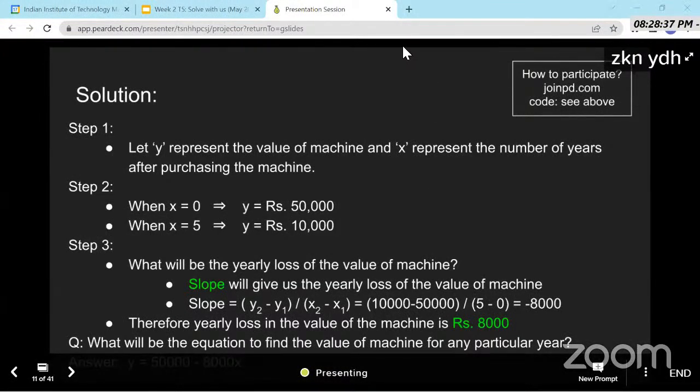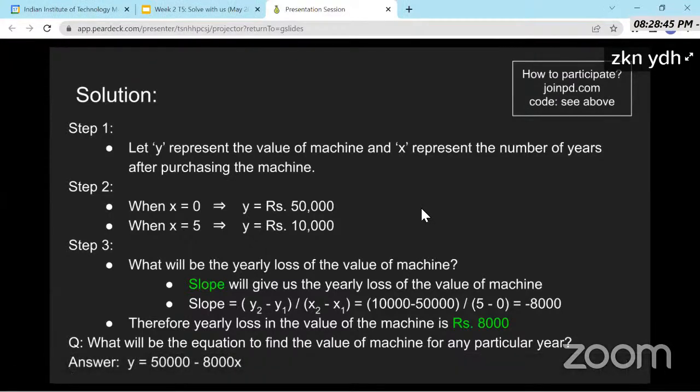What did you write? Yeah. But initially I was getting some wrong answer. So I feel that you are facing difficulty in how to represent this in an equation form, right? So you see this, the answer is y equals 50,000 minus 8,000x. Because you see this, 8,000 is the slope, right? So slope times x plus this value, right?